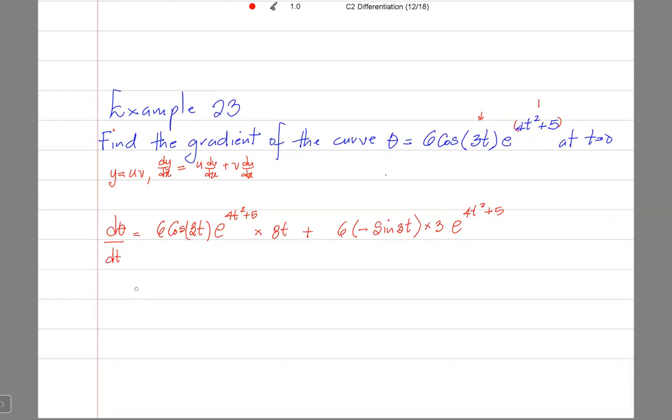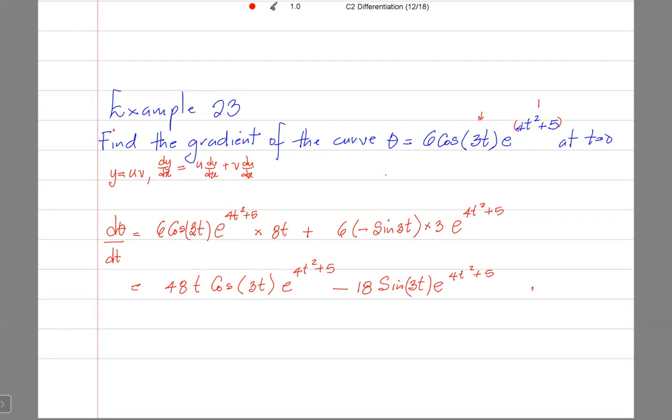So if I simplify this, I'm going to end up with, what is this, 48t, the cosine of 3t e to the 4t squared plus 5, minus 3 sixes are 18, so this is 18 sine 3t e to the 4t squared plus 5. All right, so I finish with my differentiation.